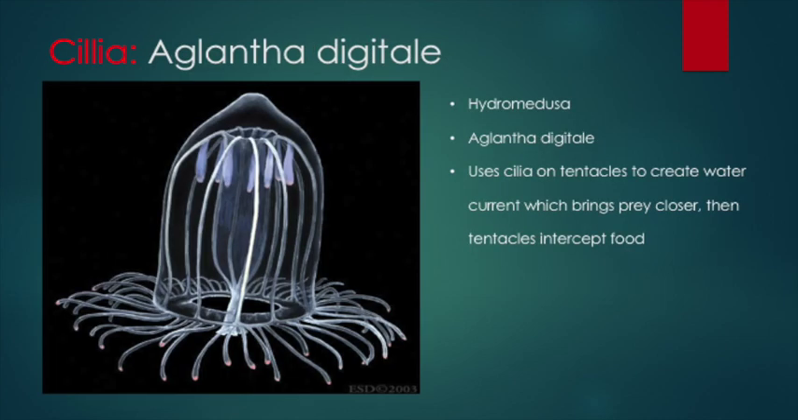The next feeding method we're going to discuss is using cilia, and a zooplankton species that uses cilia is Aglantha digitale, which is a type of hydromedusa. And it uses cilia on the ends of the tentacles to create a water current, which then brings the prey closer, and then the tentacles intercept the food. It somewhat resembles a jellyfish.